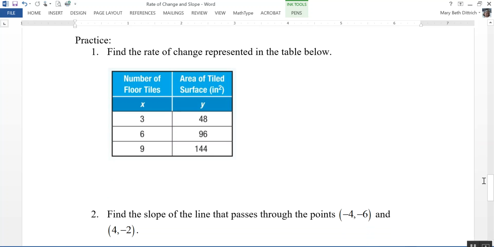Here are a couple practice problems I'd like you to do right now in your math journal. If you could stop this video and try these 2 problems in your math journal, then I'll come back and show you how to do them.